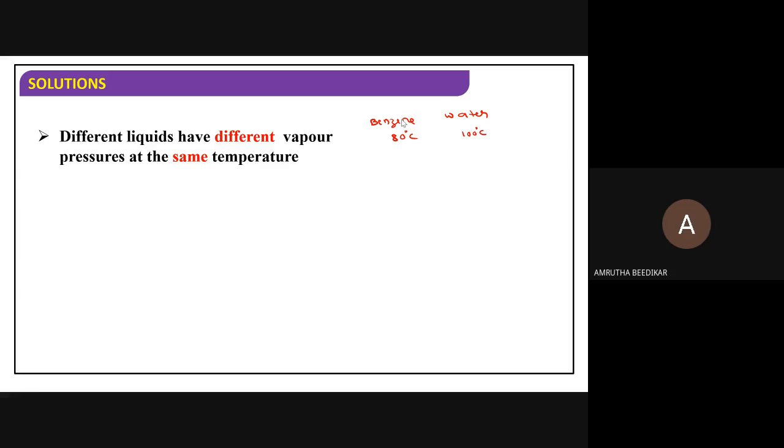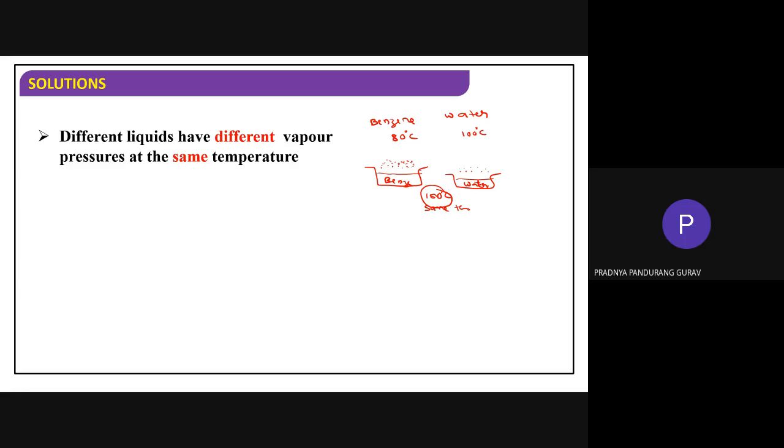Water? Look, I have taken benzene here, and here I have taken water. Both are at the same temperature. I am maintaining 100 degrees Celsius. Now in this case, at 100 degrees Celsius, where can I get more amount of vapor? Think and tell me.